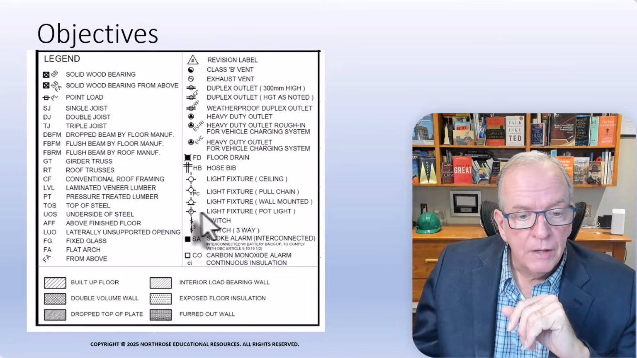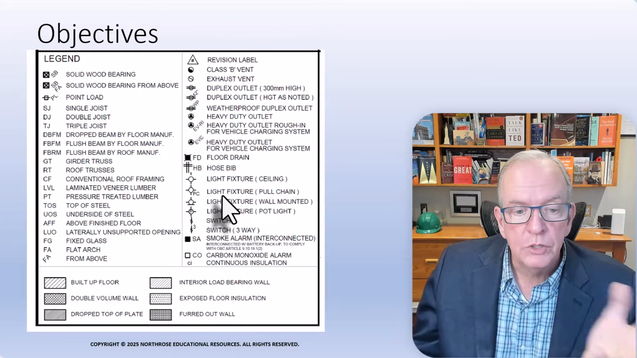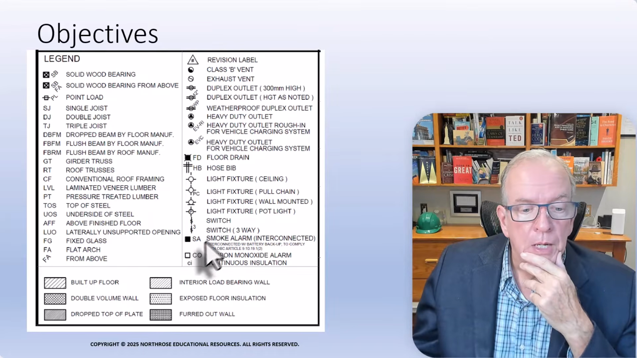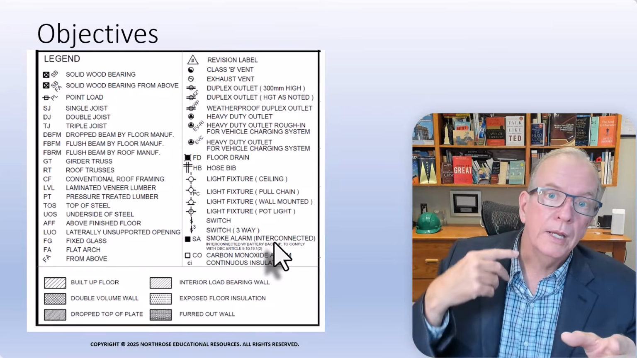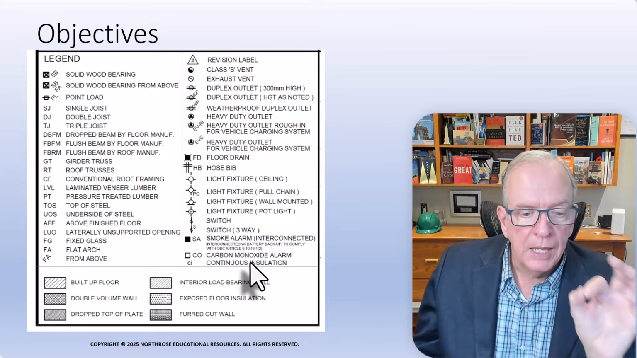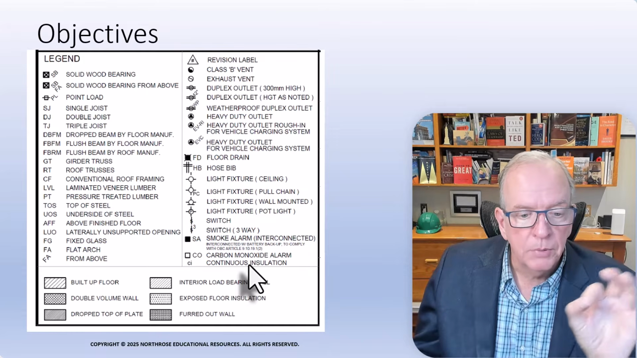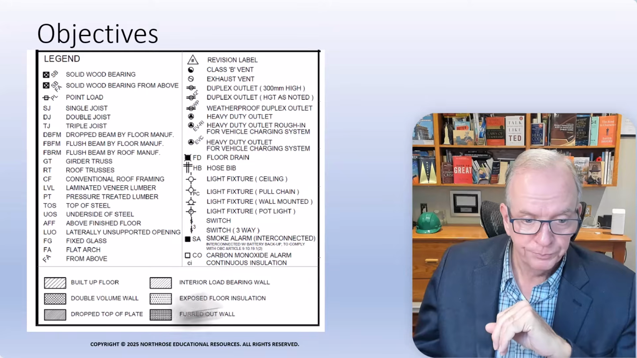Pot light, right? If it's got pot lights, it would just show that with a P. This would be a regular light fixture. This would be a light fixture with a pull chain. Usually you'd find it in a basement. Smoke alarm system. And interconnected means that they're wired so that they all go off if one goes off. Again, these are just basically symbols that are helping to shortcut things so that you know what you're looking at.